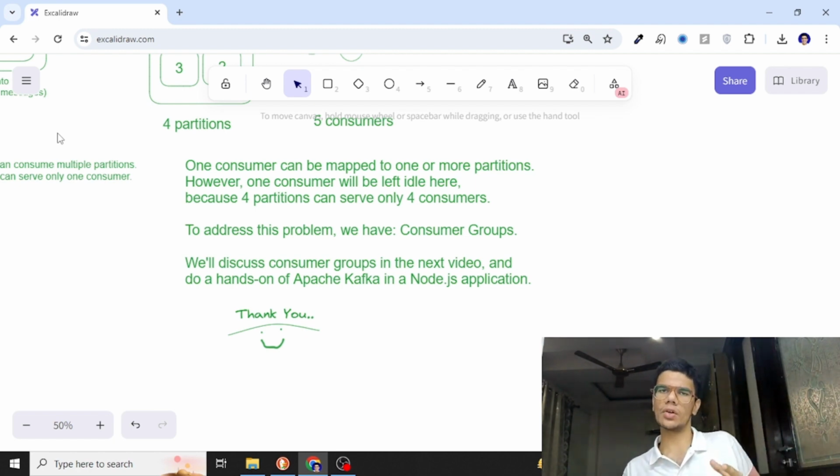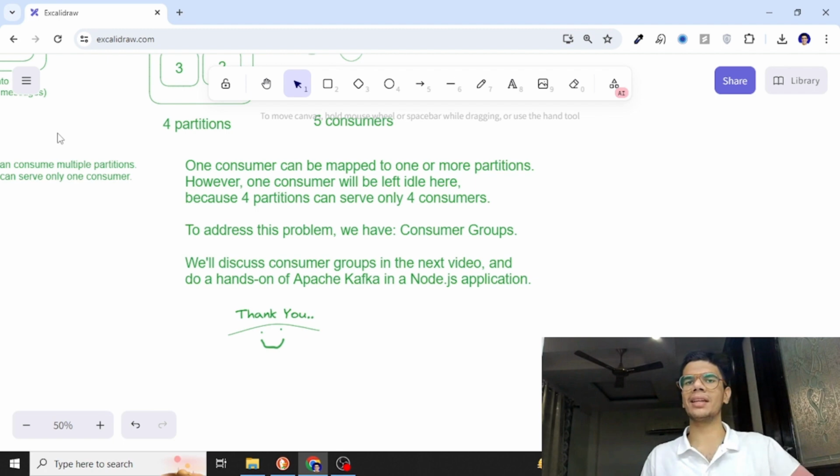In subsequent videos, we'll also be doing a hands-on with integrating Apache Kafka in a Node.js application and discussing further functionality. A lot more to come.